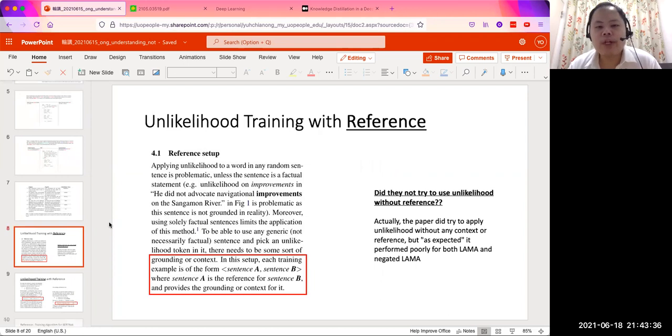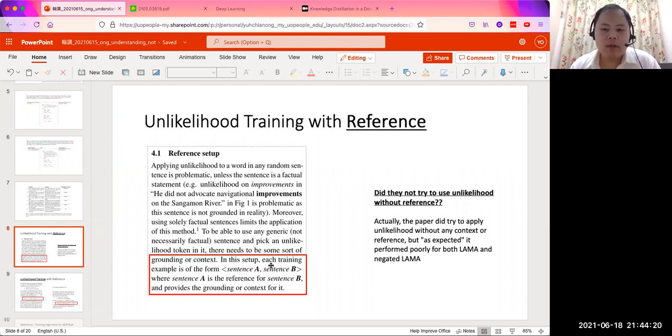So what is unlikelihood training with reference? During the fine-tuning process, what will be fed into the pre-trained language model is in the format of sentence A and sentence B, where A is the factually correct sentence and sentence B is the so-called negated sentence. In this case, sentence A, the factually correct sentence, provides the grounding, or the reference of truth, for sentence B.